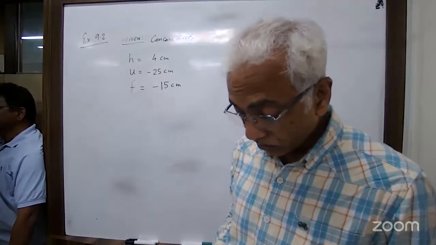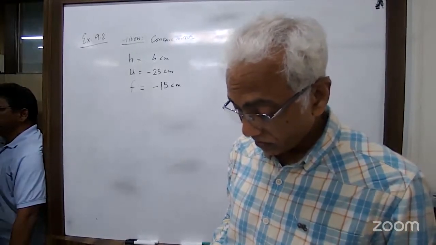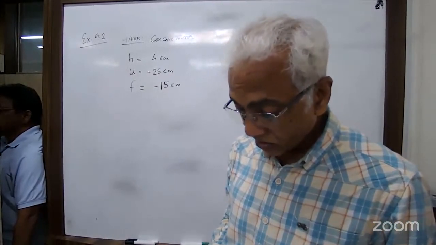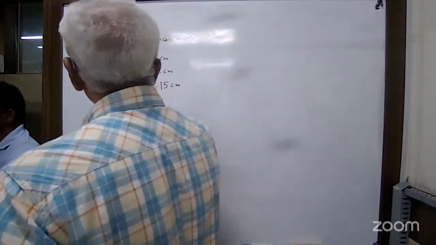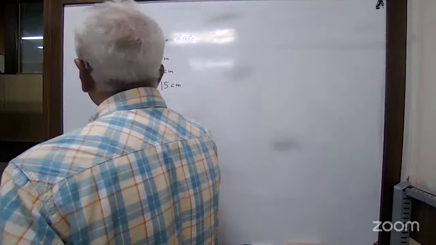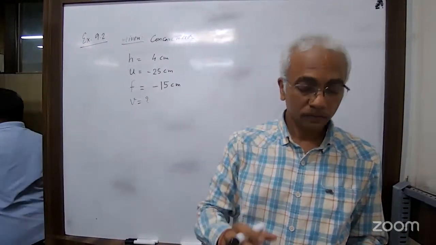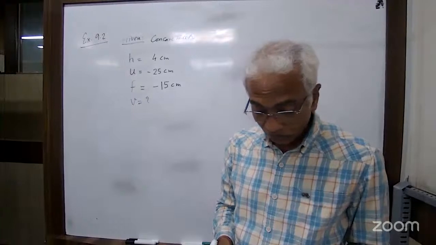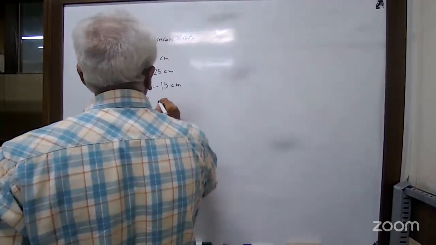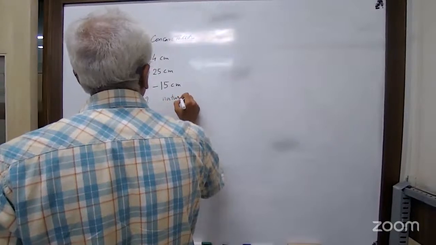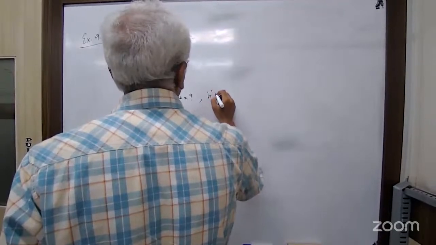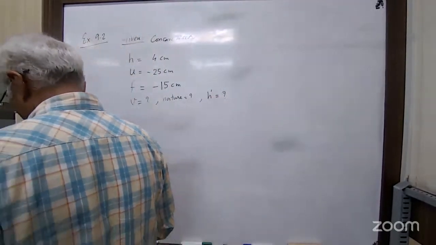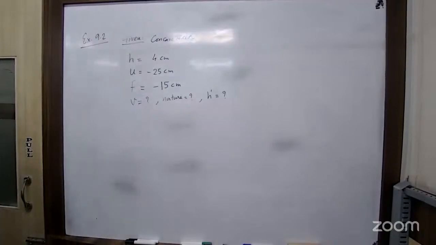At what distance from the mirror should the screen be placed in order to obtain a sharp image? That means you have to find the image position V. So V is equal to what? So the screen has to be kept at V. Find the nature and size of image. Nature of image and size of image, that is H dash.